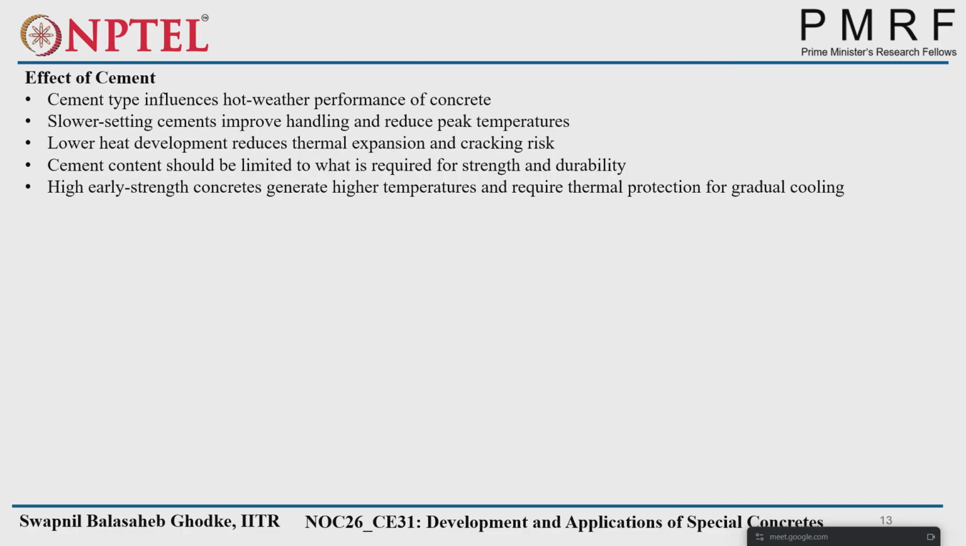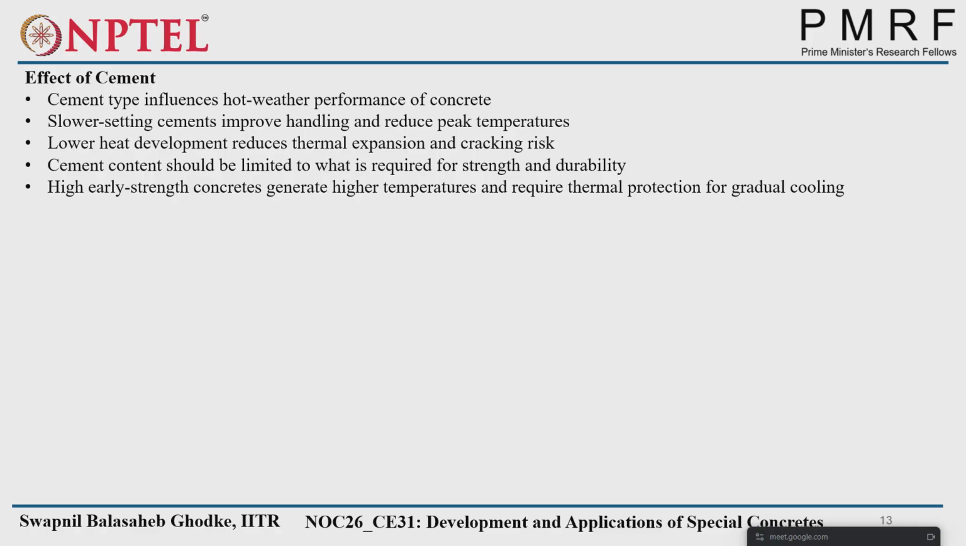So as we said, effect of cement. Cement type influences hot weather performance of concrete. Hot weather enhances the hydration, so we have to use the type of cement which has a slower hydration rate, what we call slower setting cements. It will improve the handling process and reduce the peak temperatures during the early stages of hydration, which will ultimately reduce thermal cracking and early shrinkage cracking also.